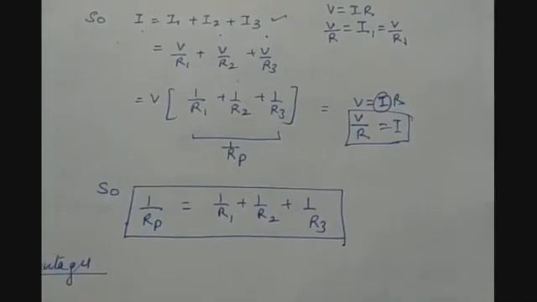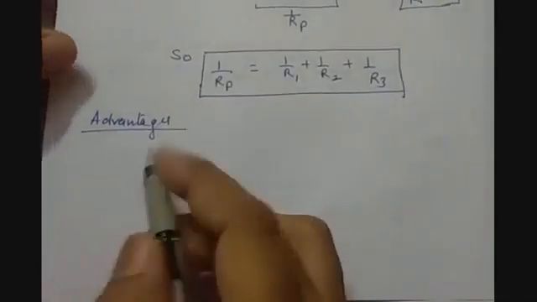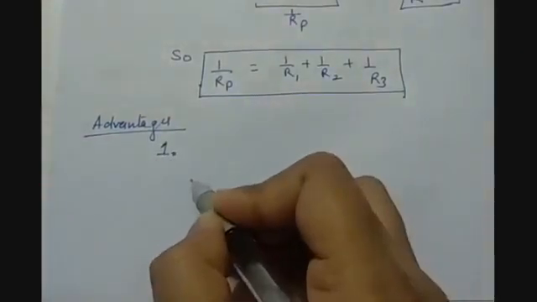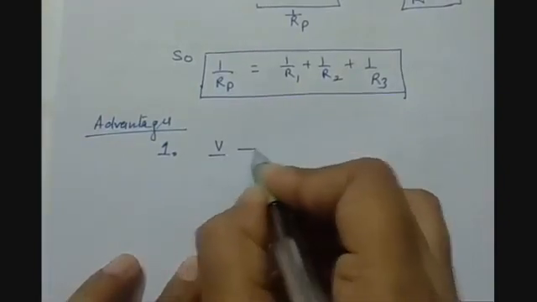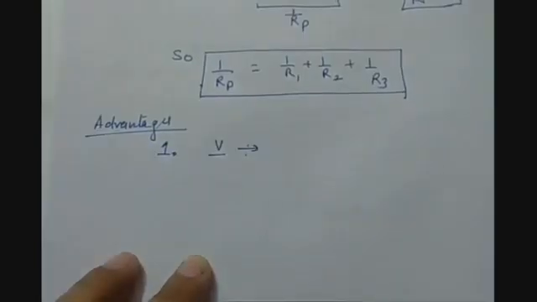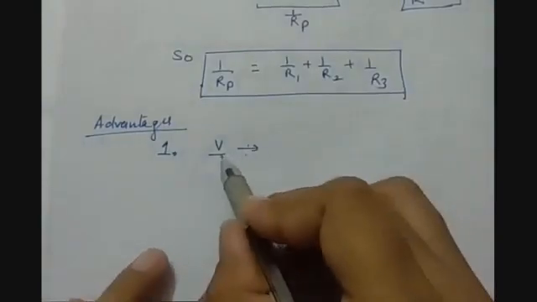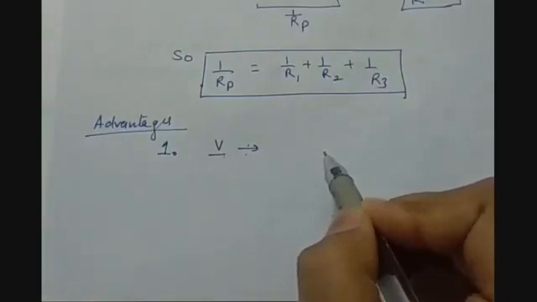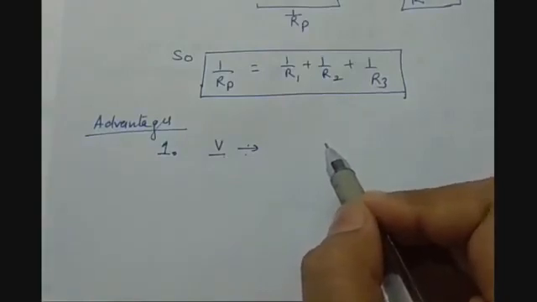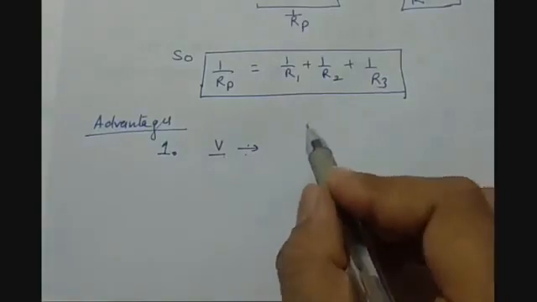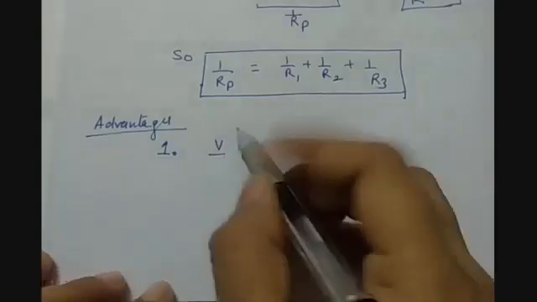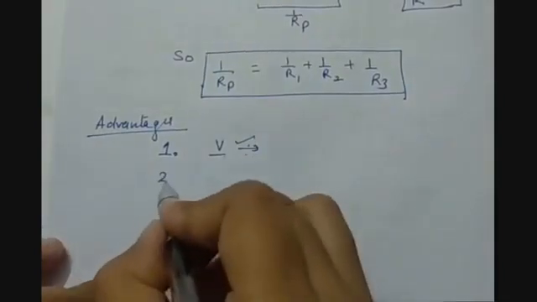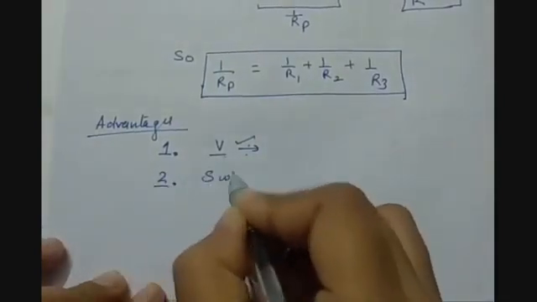Now, what are the advantages of parallel combinations? First advantage is that the potential difference is the same across each resistance. That means the same potential difference is applied, but the current drawn by each resistor is according to its requirement. So each electrical component can draw the current according to its requirements. Second, switching can be done.